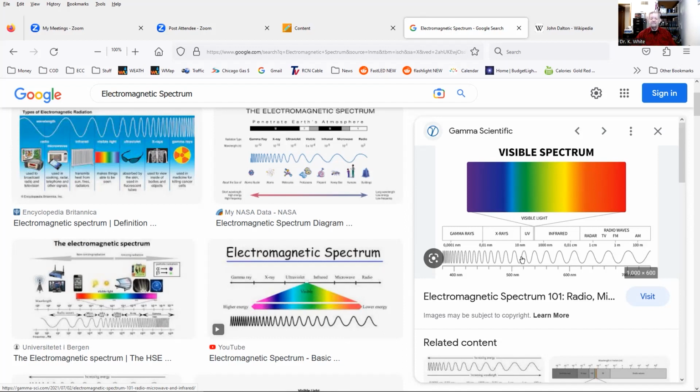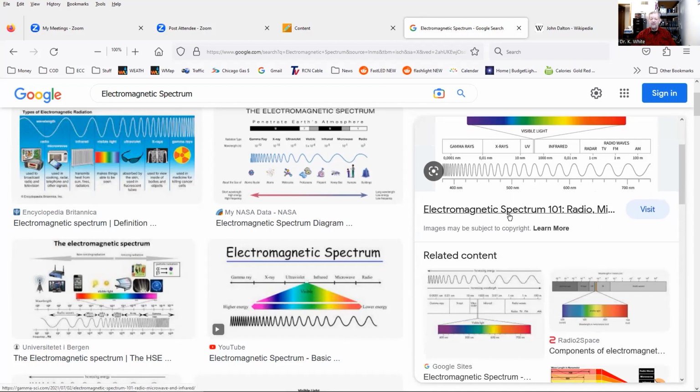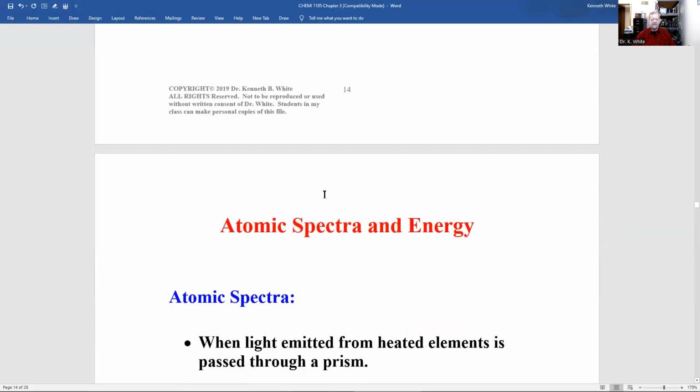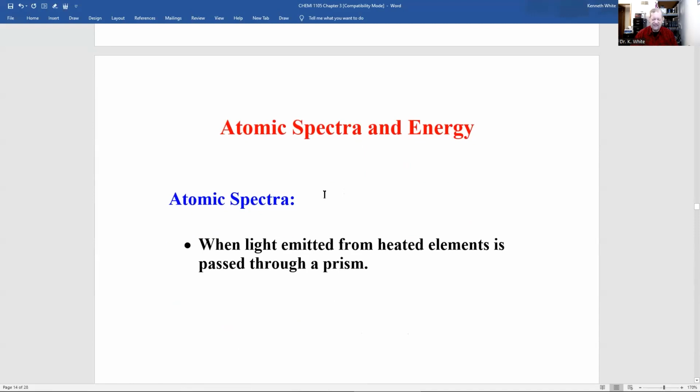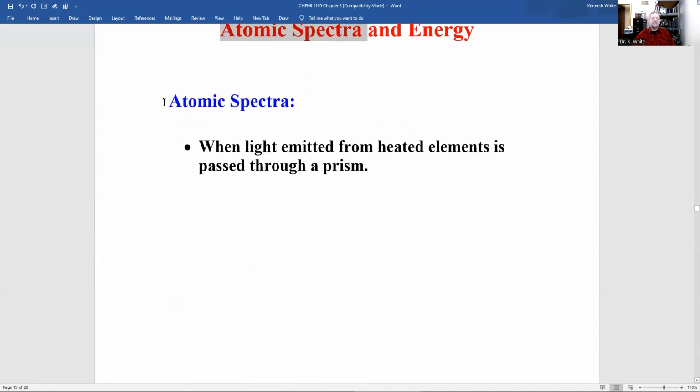Now, it turns out electromagnetic spectra plays a role in helping understand where are the electrons. Really? Yep. Now, it turned out scientists, chemists really found what they call the atomic spectra. What is that? The atomic spectra is when light is emitted from heated elements, it is passed through a prism.